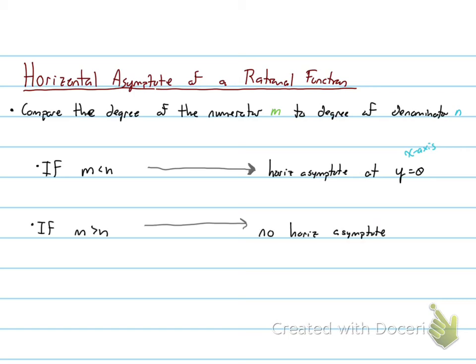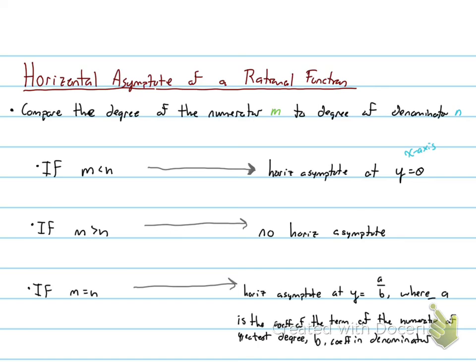If my degree of the numerator is greater than the degree of the denominator, I won't have a horizontal asymptote. Finally, if my degree of the numerator and denominator are the same on the top and bottom, my horizontal asymptote would be at y equals a over b, where a is the coefficient of the term of the numerator of the greatest or leading degree, and b would be the coefficient in the denominator of the leading term with the greatest degree.